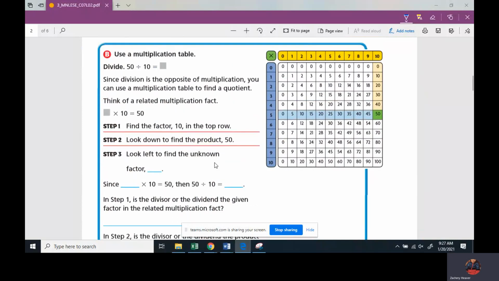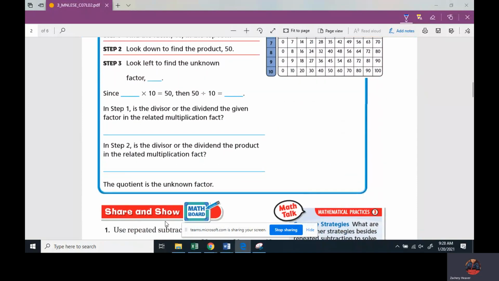And basically, they just want us to find the factor of 10 in the top row. So they have what times 10 makes 50? Oh my goodness, we might not know that. So I'm going to go to 10 across the top or 10 down the side. You could do 10 down the side too, honestly. So 10 across the top, and they went down. They found 50, so they drag it over. What's the final answer? What's the missing factor? 5. So the answer here is going to be 5. 5 times 10 is 50. That means 50 divided by 10 is 5.